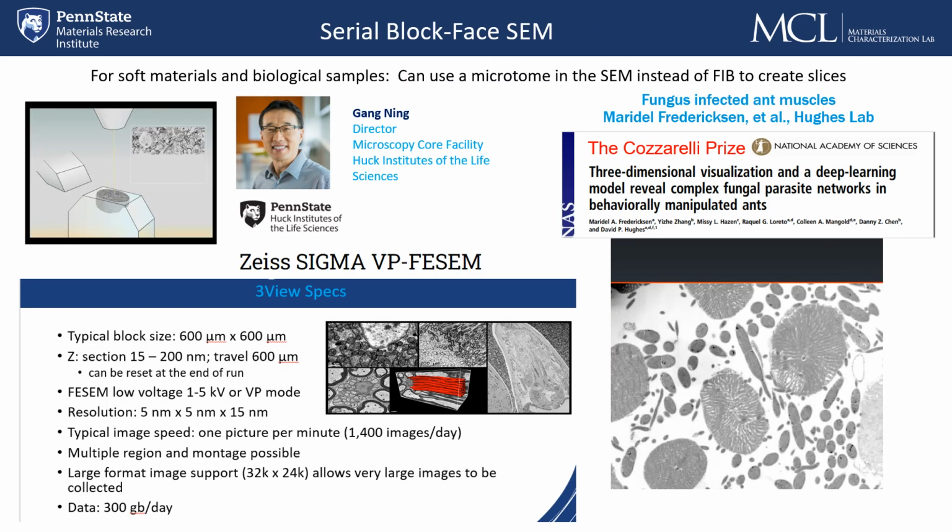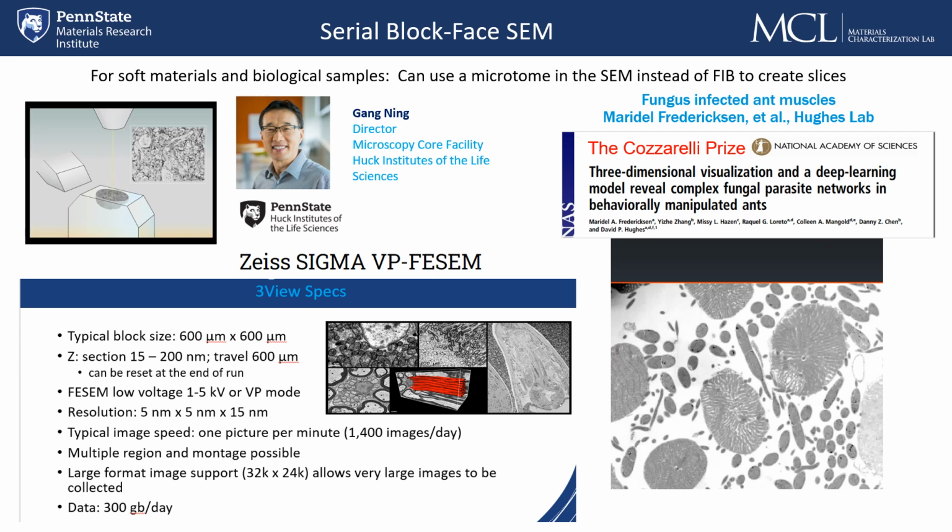Now, if you have a soft material or some biological type of sample, you may, instead of using the FIB, want to use a microtome. We can basically do slice and view using a microtome inside an SEM. This is called serial block face SEM. There's a little cartoon in the upper left corner showing how you take a slice off the top of the sample, you take your SEM image, and then you take another slice. So you're basically, again, doing slice and view.